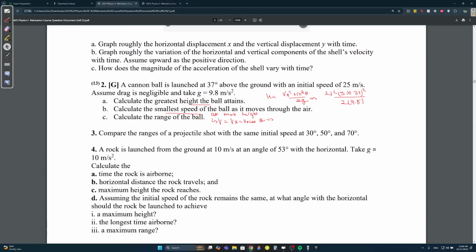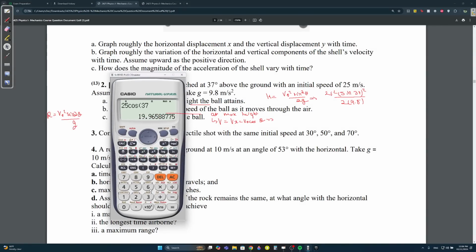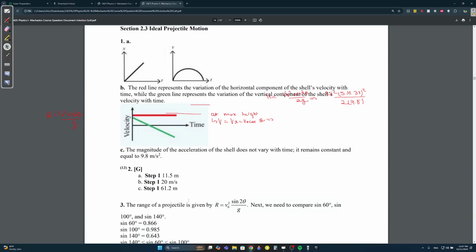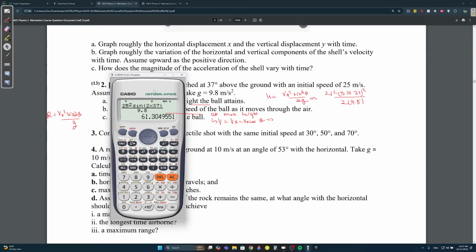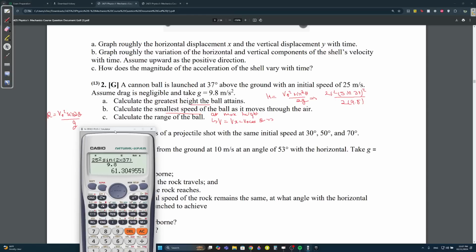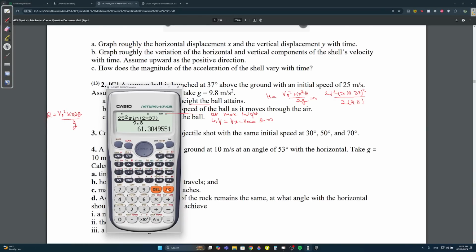Calculate the range of the ball. The range is equal to v naught squared sine 2 theta over g. So you're going to get 25 squared sine 2 times 37 over g, 9.8. That gives 61.3, or 0.2. I don't know, it's probably a mistake in the question.